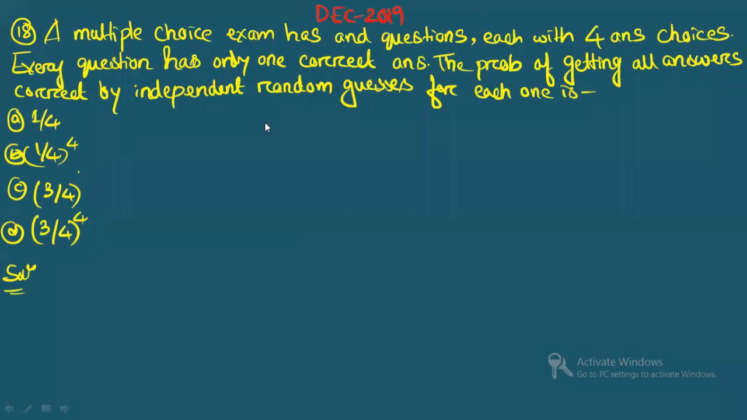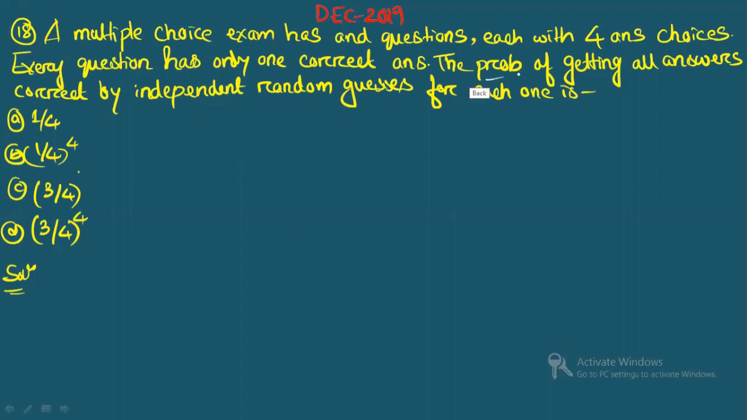Here it is said a multiple choice exam has questions, each has 4 answer choices. Every question is having one correct answer. The probability of getting all answers correct by independent random guesses for each one. Independent random guesses, okay. So it's very simple. We have done this in exams also. We are having one MCQ and it is having 4 options. So basically one answer is correct, generally.